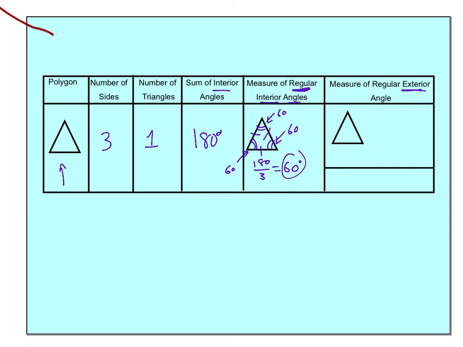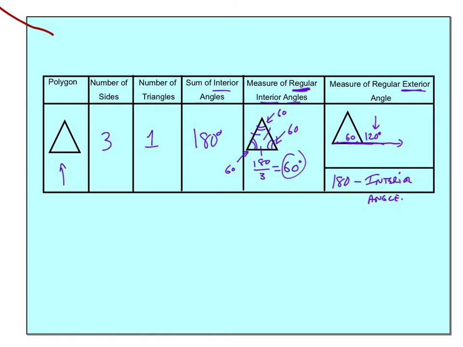So what's the measure of an exterior angle? Exterior means outside, so how do I find that? Well, if I extend out one side, and I know that this is 60 degrees, then my exterior angle is going to be 120 degrees. Now, how do I know that? Well, if I extend this line, a line's got to be 180 degrees, so all I end up doing is taking 180 minus my interior angle, and that gives me my exterior angle.